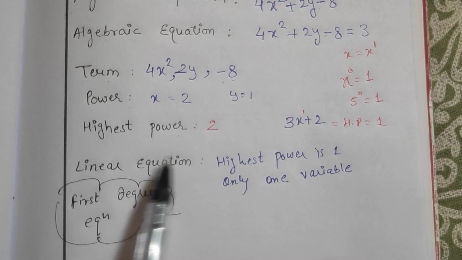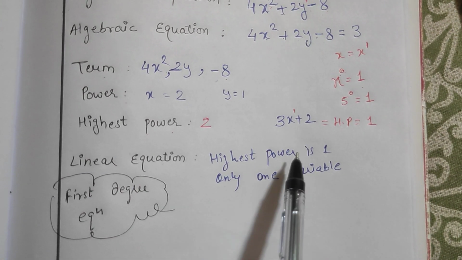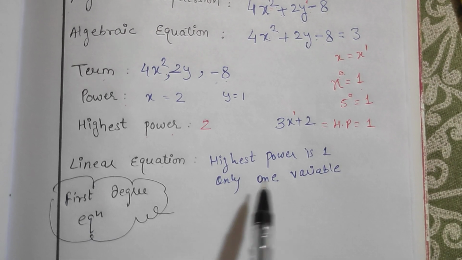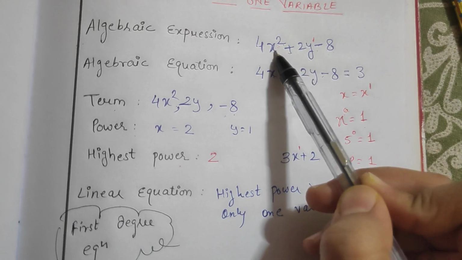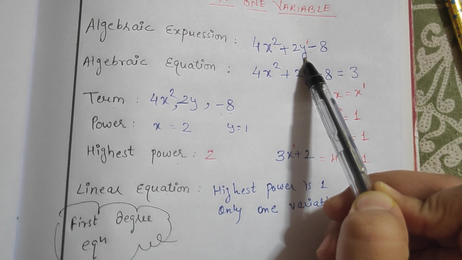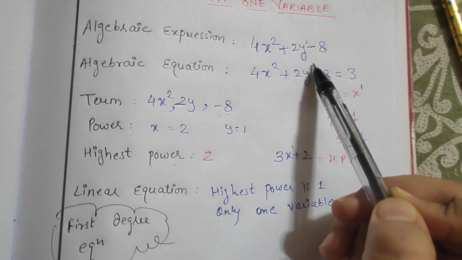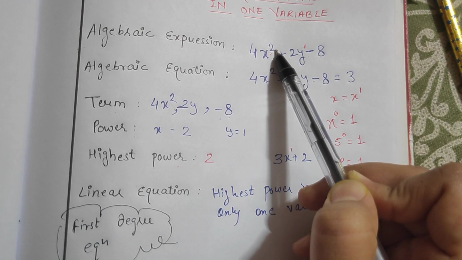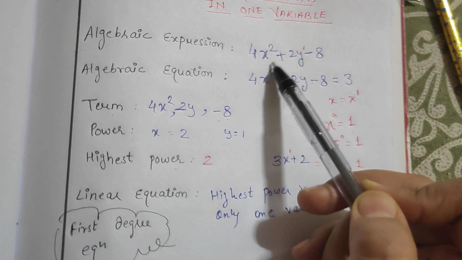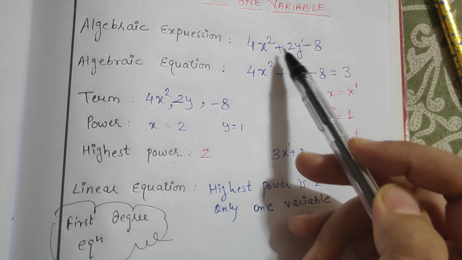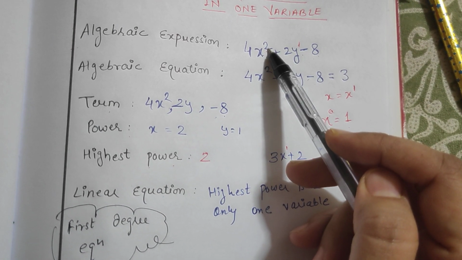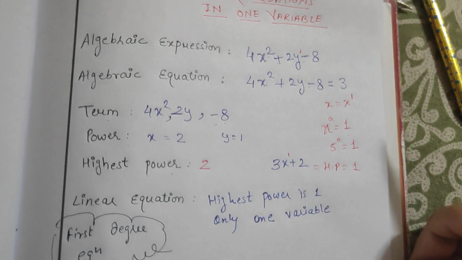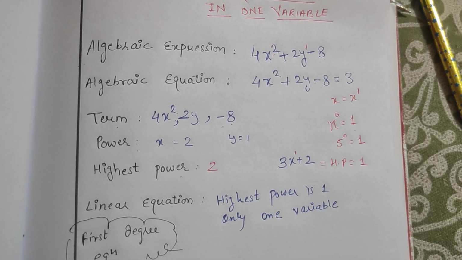Now what are linear equations? The equation which is having highest power 1 and is having only one variable. For example, if we see here there are two variables, so it is not a linear equation in one variable, it is in two variables. Secondly, it is having highest power 2, so it is not a linear equation. There are different names for these equations: when the highest power is 2 it is called quadratic, when it is 3 it is called cubic. So there are different names for these algebraic expressions or algebraic equations.